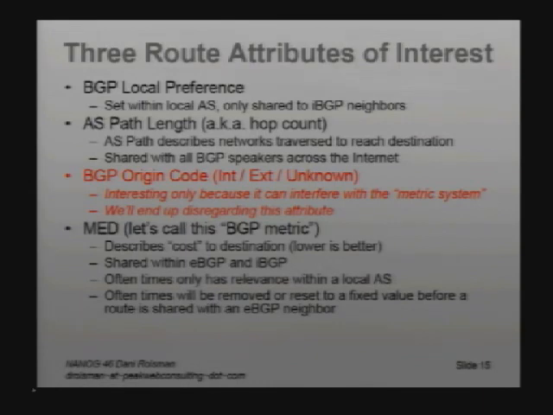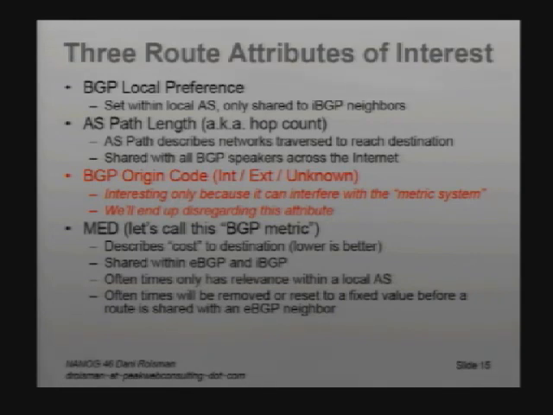And then here's where all the money is. It's called the MED. It used to be called the MED when it was created. I call it the BGP metric. Many implementations call it simply metric. This describes something that's called the cost to the destination. So it's a cost-based metric. Lower is better. It can be shared with eBGP and iBGP.